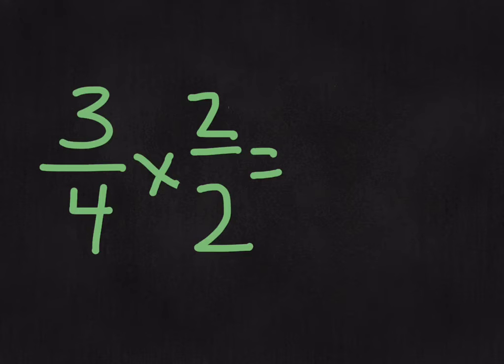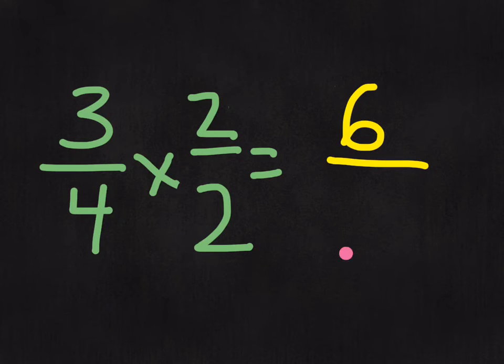an equivalent fraction. And you may not have done multiplication of fractions, but it's pretty simple. You just go straight across this way. So 3 times 2 is 6. And 4 times 2 is 8. So 3/4 and 6/8 are equivalent. They're the same thing.